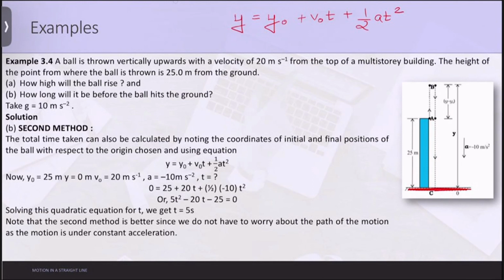Understand each and every point clearly, very easy to understand. What is the final position? The final value of displacement is 0. What is the initial position? The initial position is this, that is 25.